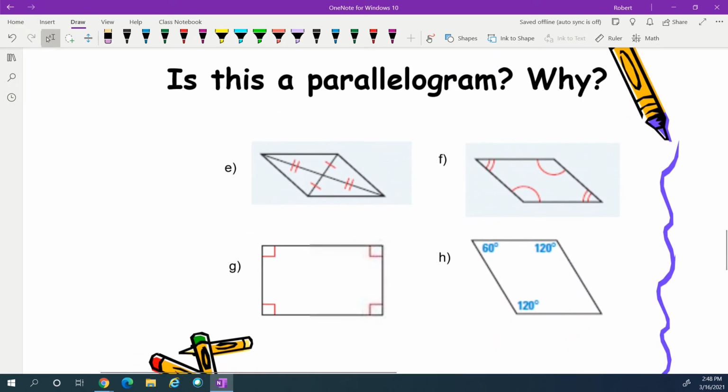Let's look at a few more. Question E, looking at the way things are marked, diagonal 1 was bisected. Diagonal 2 was bisected. Yes, it's a parallelogram because both diagonals were bisected.